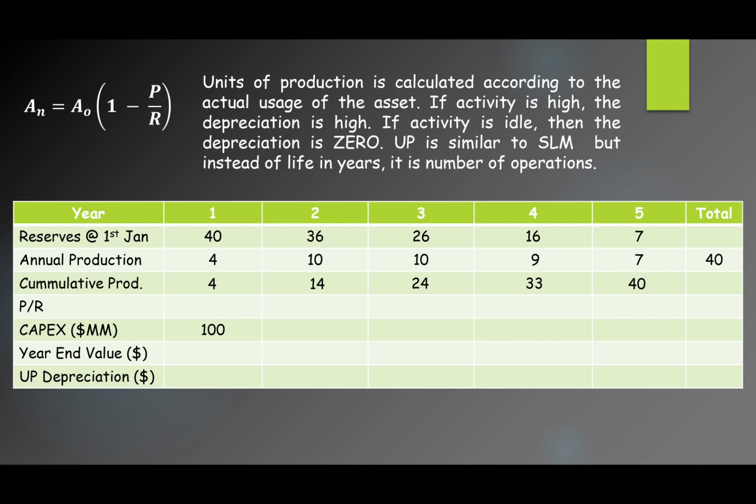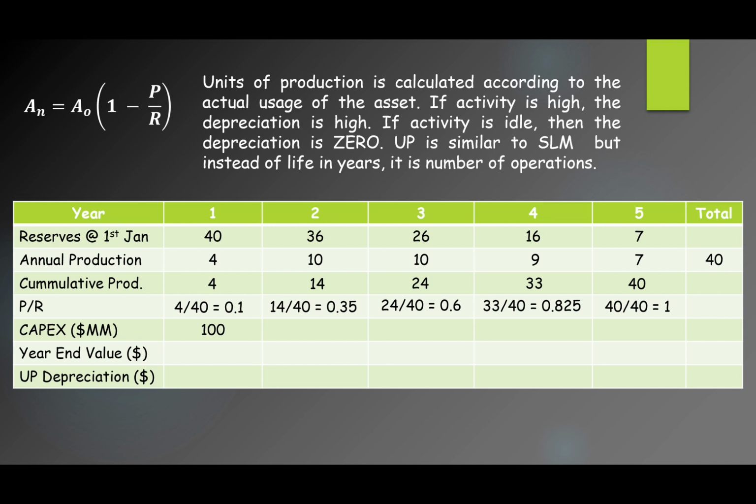And now, just to make our calculation easier, let's do the calculation for P over R first. P over R would be 4 over 40, which equals 0.1. Do the same for the second year: P over R is 14 over 40. Remember, it's always with the recoverable reserve. And then year 3 is 24 over 40, which is 0.6. Year 4 is 33 over 40, which is 0.825. And finally, the fifth year is 40 over 40, and you get 1. So that's the P over R.